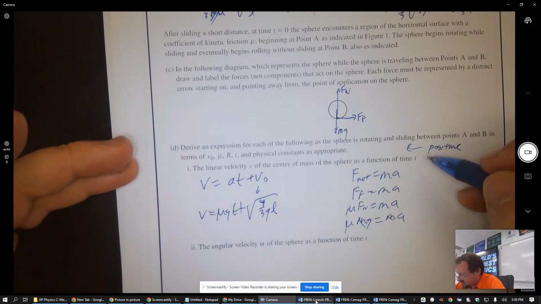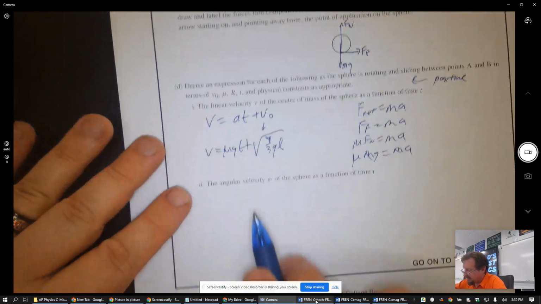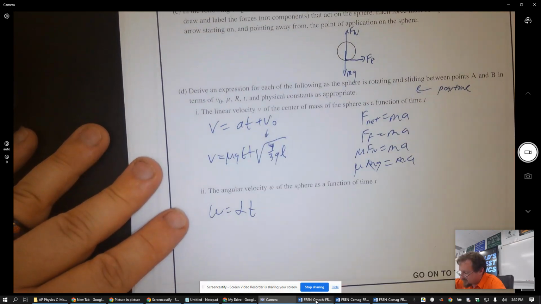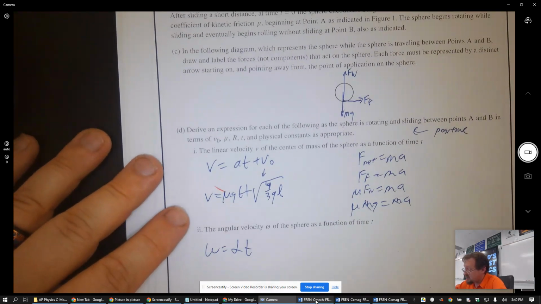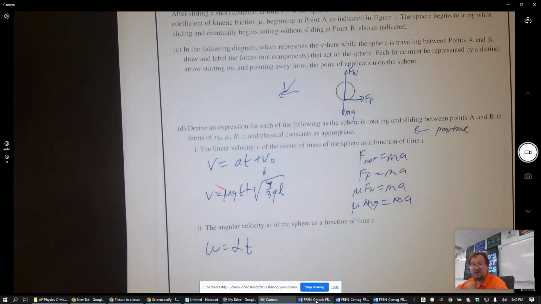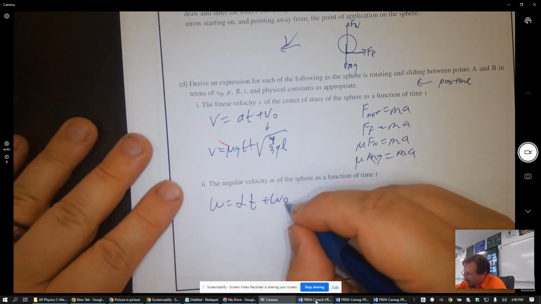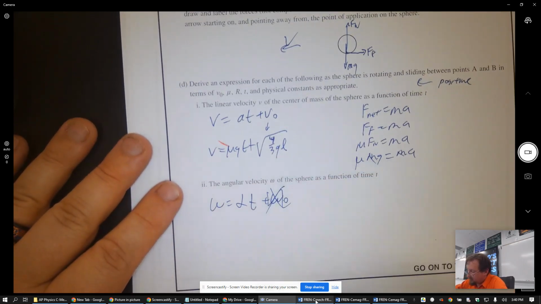Is that all there is to it? It's just the linear velocity as a function of time t. Okay, the angular velocity, so we're going to do omega equals alpha t. Oops, that's a negative up there, sorry. You are not speeding up because of that friction, you're actually slowing down. Here's the direction of velocity, which is not a force, so I'm just going to put it out there. Omega equals alpha t plus omega naught. The omega naught is 0, so I'm just going to mark it out.